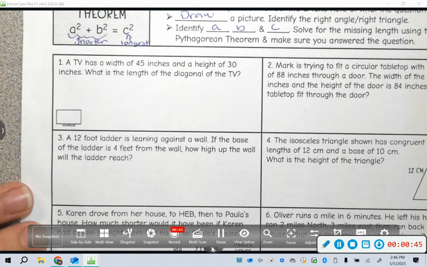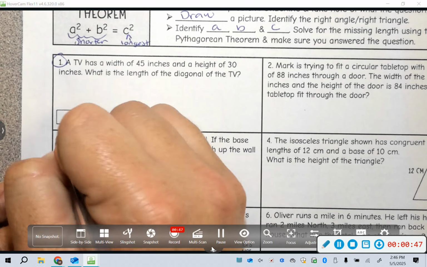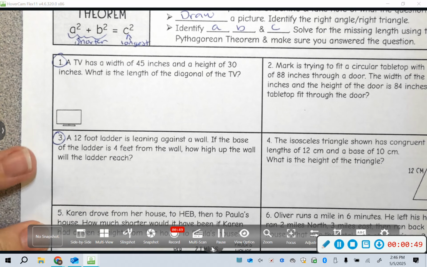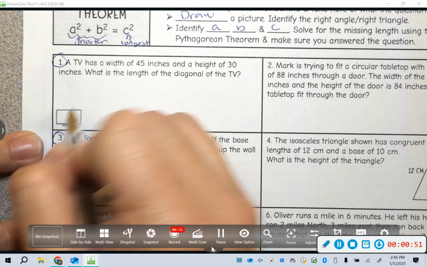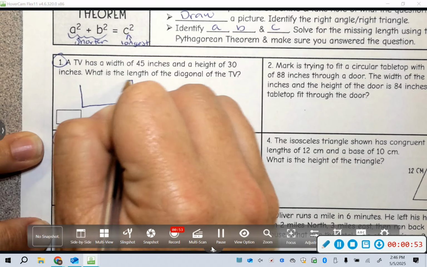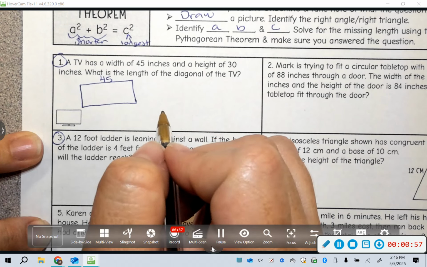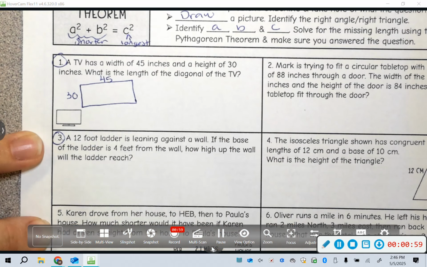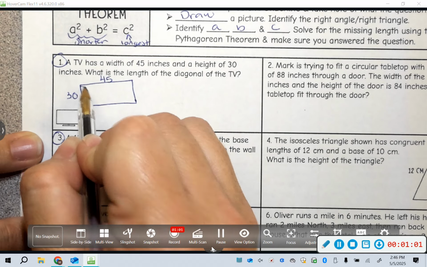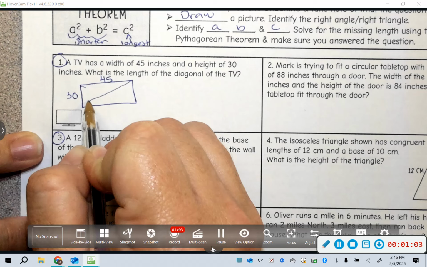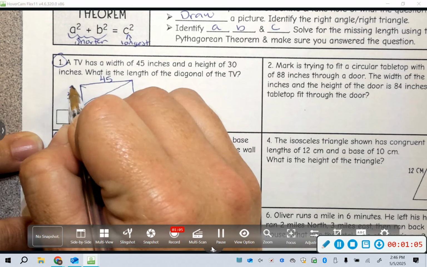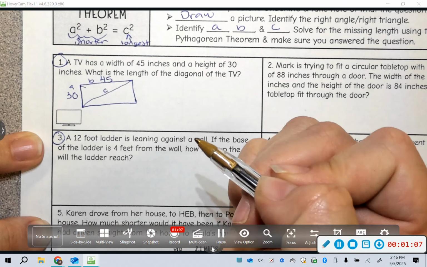We're only going to do 1 and 3 on the front. It says a TV has a width of 45 inches. So here's my TV. I'm going to draw it bigger. A width of 45 inches and a height of 30 inches. It says, what is the length of the diagonal? So I'll draw it this way, knowing that this is my A, my B, and the diagonal is my C.